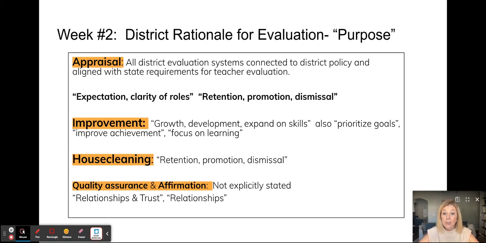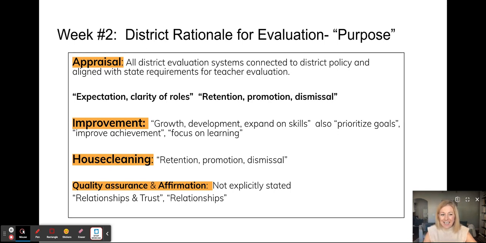So first and foremost, all of your district evaluation systems were connected to a district policy. And in most cases, that was aligned with your state requirements for teacher evaluation. In addition, a lot of those purpose statements included words like the purpose is to provide clear expectations for teaching practices, clarity of roles. And then this is housekeeping, but it's also a function of appraisal, which is just that function of retention, promotion, and dismissal. So that HR function of supervision and evaluation.